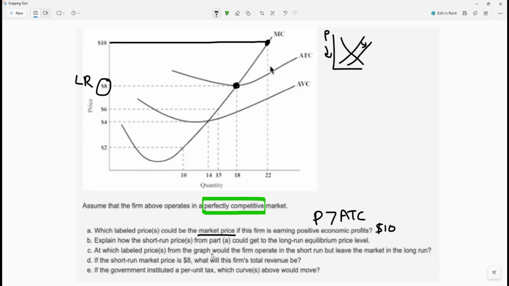Okay. Which labeled price would they operate in the short run but leave the market in the long run? So this is asking about the shutdown rule. So a firm is going to produce as long as they can cover their variable costs and pay into their fixed costs. So you want to look for the minimum of average variable cost, which is right here. So any price between 4 and 8, the firm is going to operate in the short run because they're minimizing their losses, but they're going to exit in the long run because they don't want to lose money in the long run.